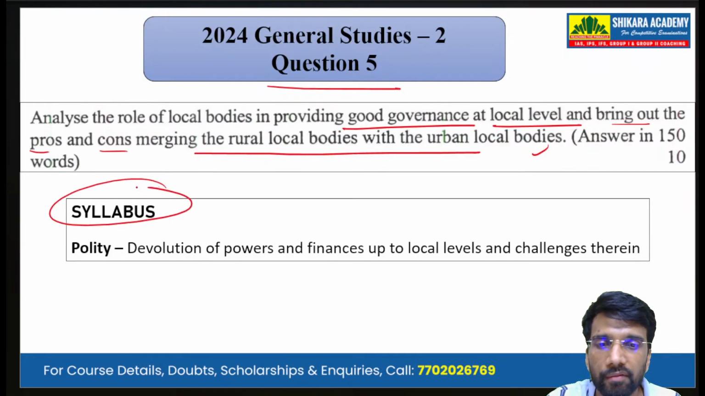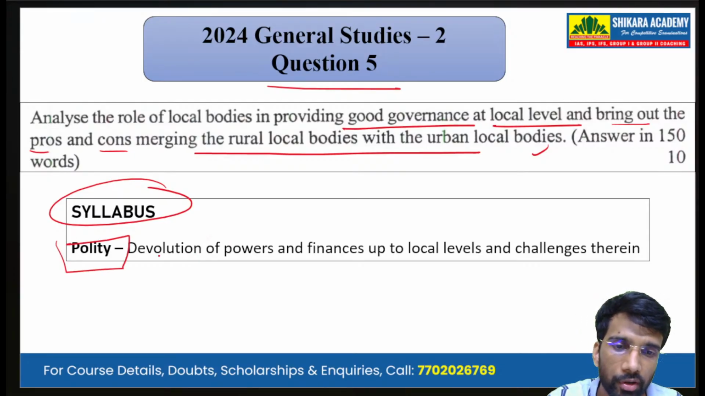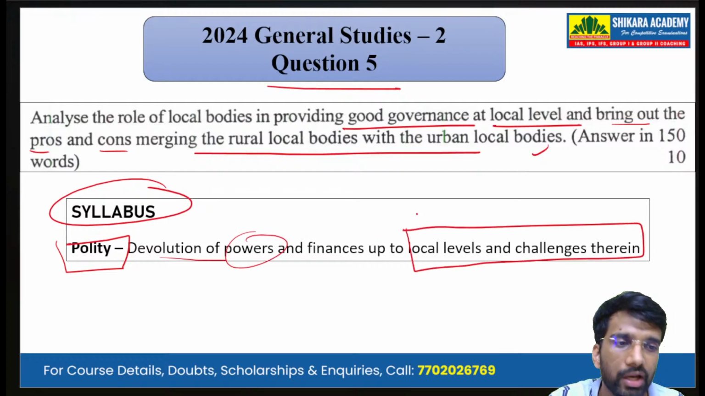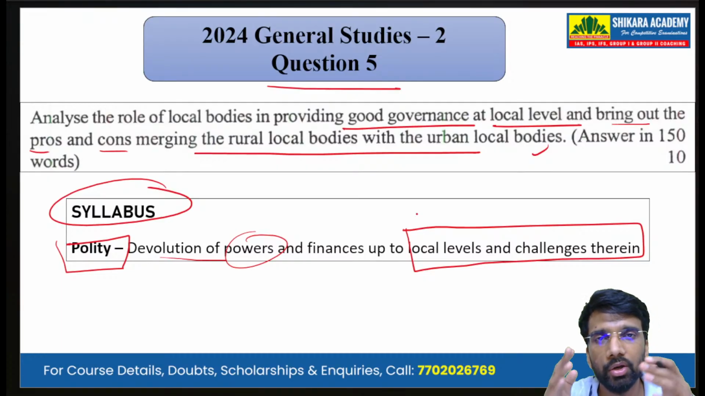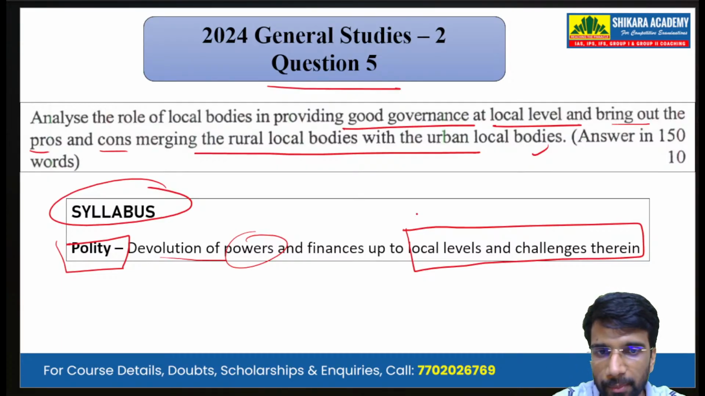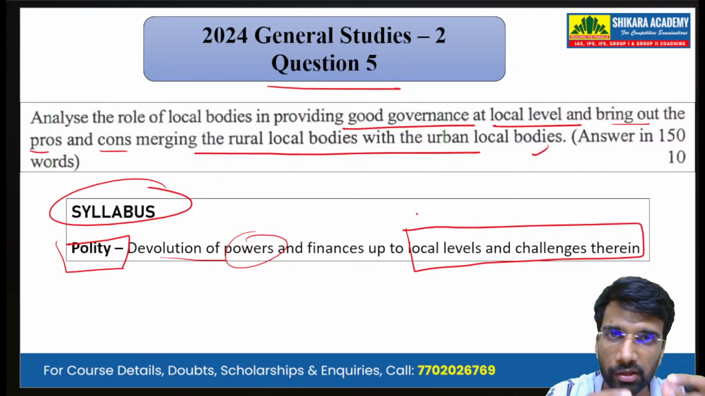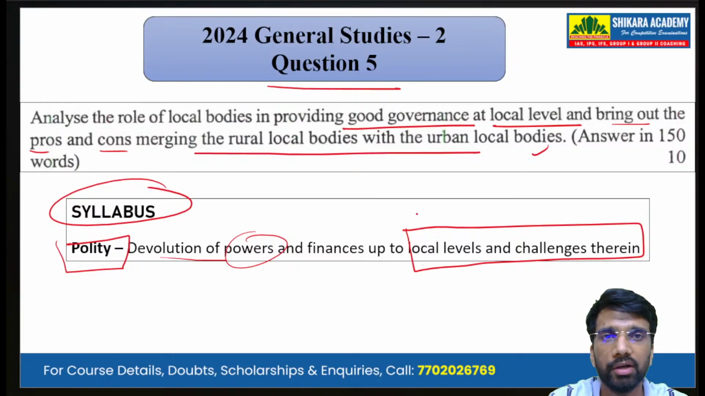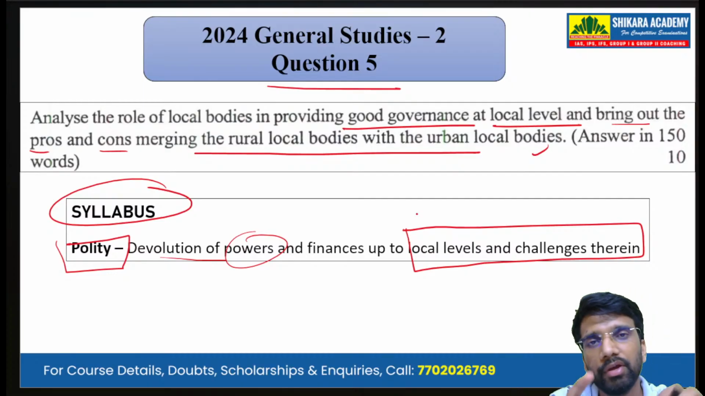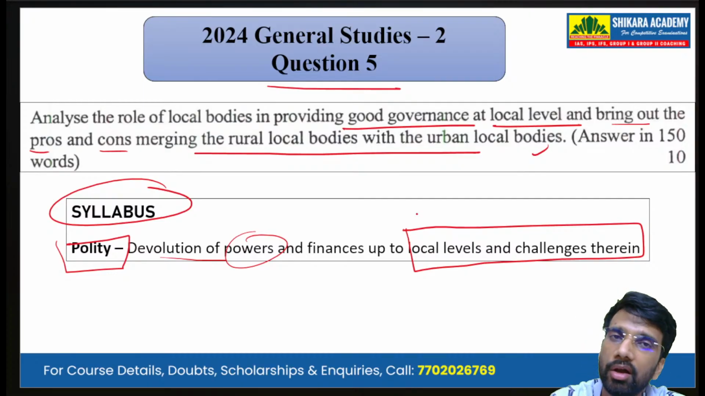Mapping it with the syllabus, we can see that it has been asked from the subject of polity, the topic being devolution of powers and finances up to local levels and challenges therein. So it is talking about the local bodies or local self-governments. And the question is actually asking three things. It is asking the role of local bodies. What is the role, what is the significance of local bodies in providing good governance at the local level? Okay, role of local bodies in good governance. So we have to link local bodies as well as good governance.